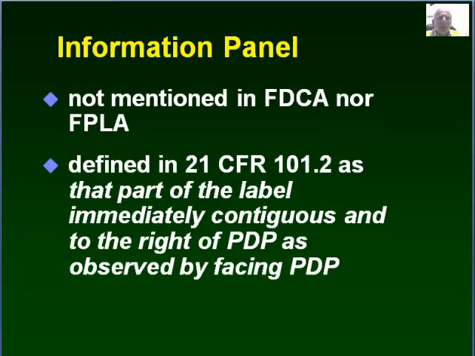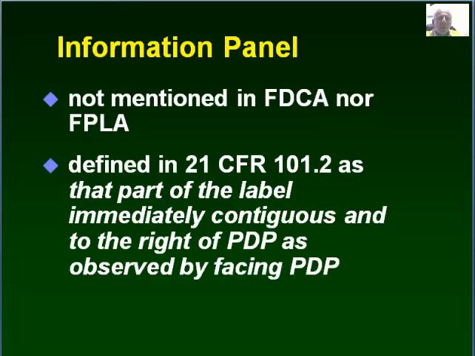And the information panel is actually not mentioned in the 1938 Federal Food, Drug, and Cosmetic Act or in the Fair Packaging and Labeling Act. So there's no mention of what the information panel, or the IP, would be in either of these two regulations. But it is defined in the Code of Federal Regulations at 21 CFR 101.2, and the information panel is defined as that part of the label immediately contiguous and to the right of the principal display panel, facing the principal display panel.